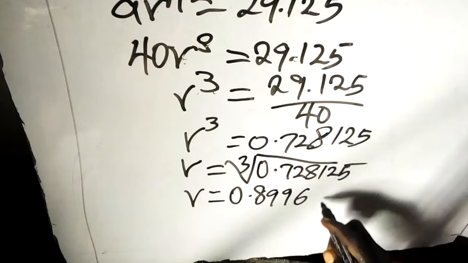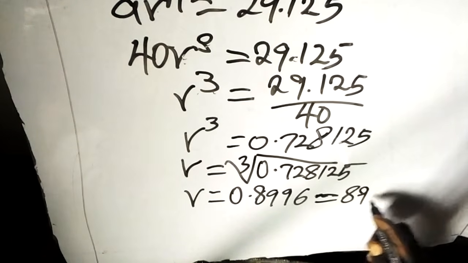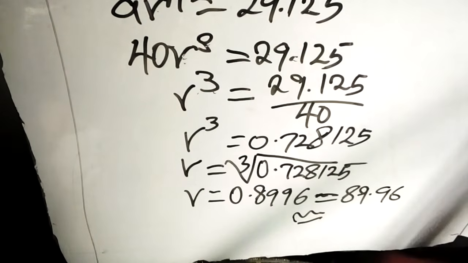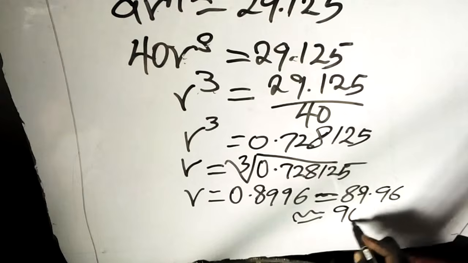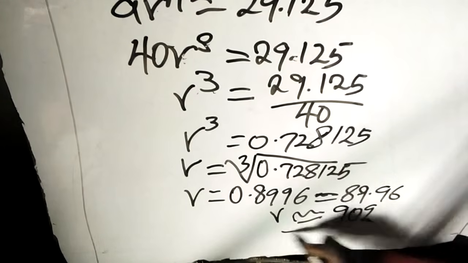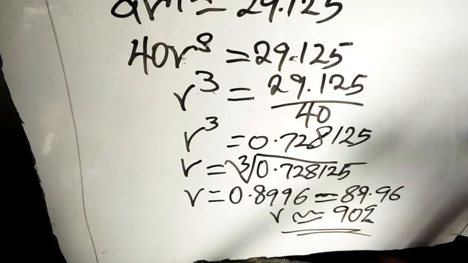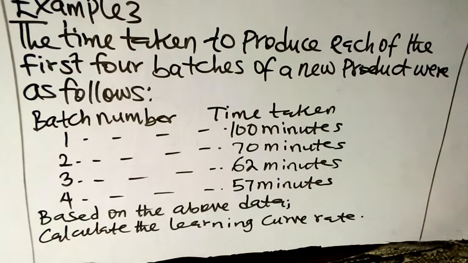0.8996. If you multiply that by 100, it will be equal to 89.96, which is approximately equal to 90%. Therefore, the value of R is 90%. That is the learning rate. That is the answer to example 2. So I want to look at the third example, example 3 now.